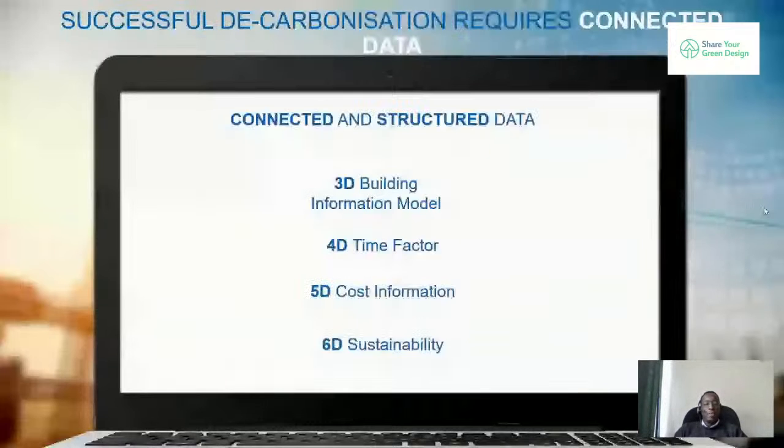And just to give you an idea of what successful decarbonization, if I can call it that, would require, that would definitely mean it would require connected and structured data, and this, of course, takes the shape of a 6D approach, of which we have the 3D building information model, where we have all the designers coming together to create a digital twin of the actual construction project, where we can now simulate many factors around the design to optimize the design such that it reduces the impact on the environment.